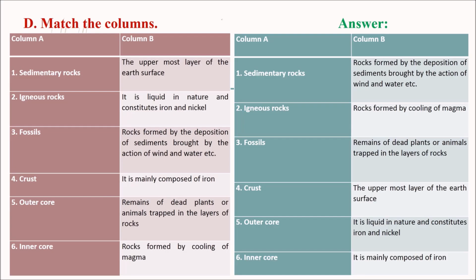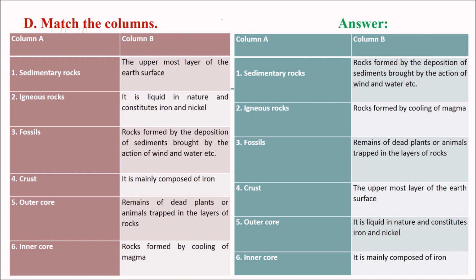Section D. Match the columns. Question number 1. Sedimentary rocks. So the correct answer is rocks formed by the deposition of sediments brought by the action of wind and water, etc. Question number 2. Igneous rocks. Correct answer is rocks formed by cooling of magma. Question number 3. Fossils. So the correct answer is remains of dead plants or animals trapped in the layers of rocks.